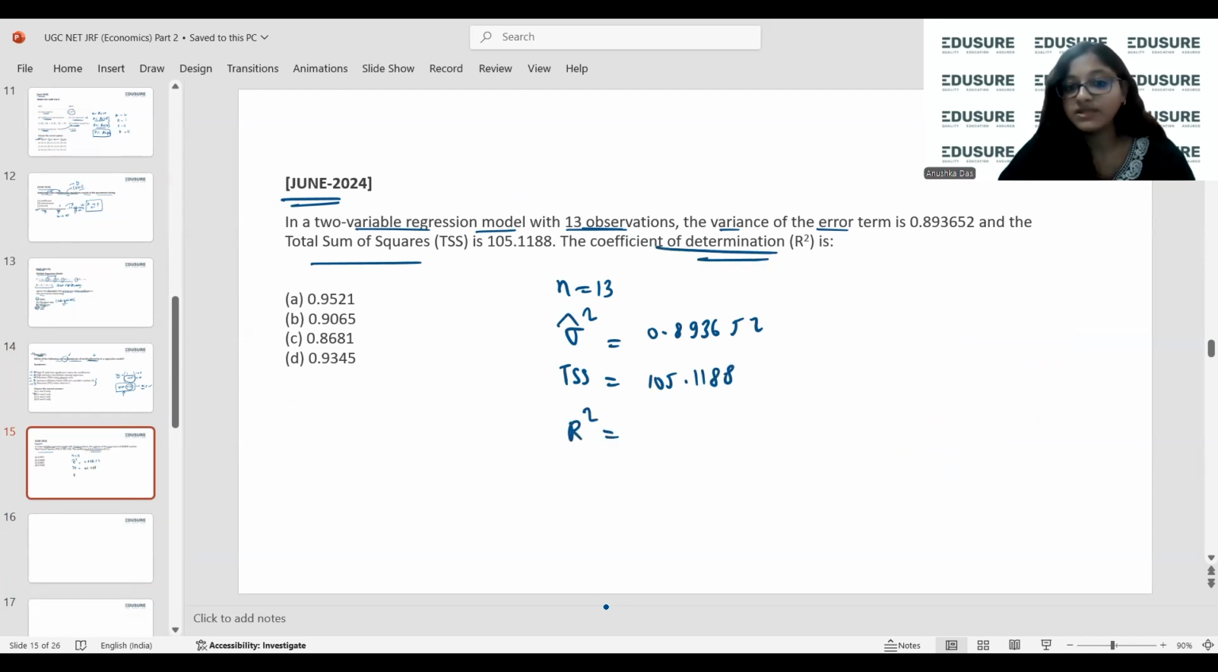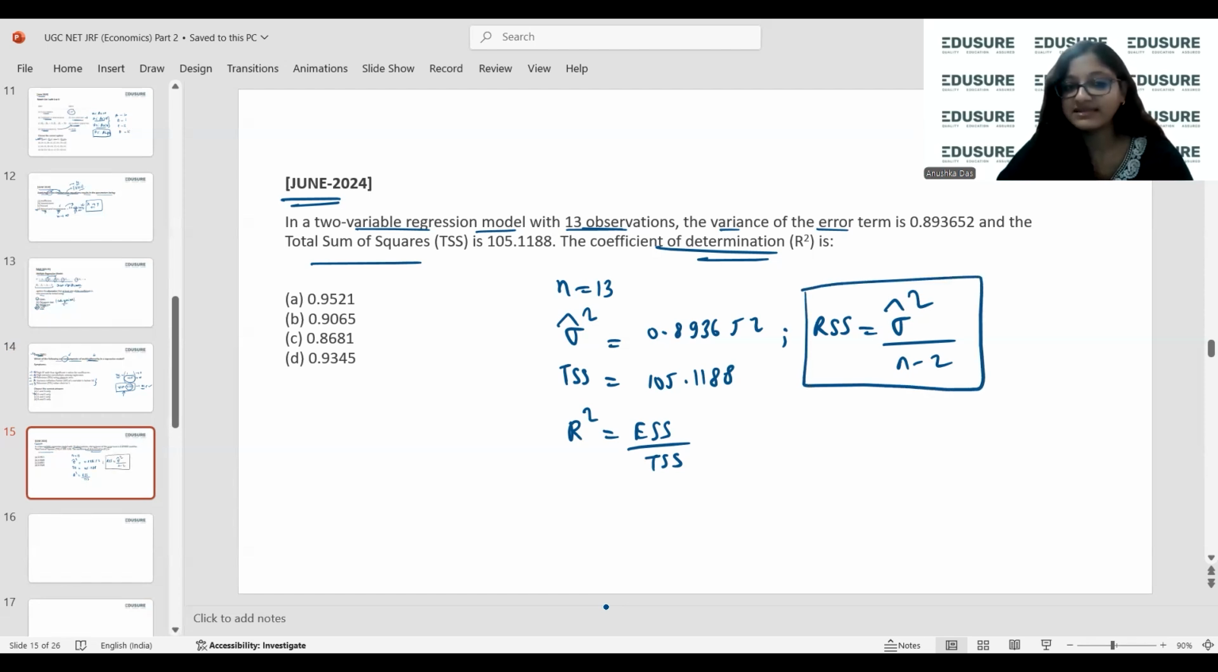So coefficient of determination is what? Simply ESS upon TSS. So essentially, you have to find out the value of ESS. If you know ESS, then you can compute R square. So for that, how will you find that out? Firstly, find out what is RSS. If you remember, RSS formula is sigma cap square upon n minus 2, right? Do you remember this formula? We have derived this in class.